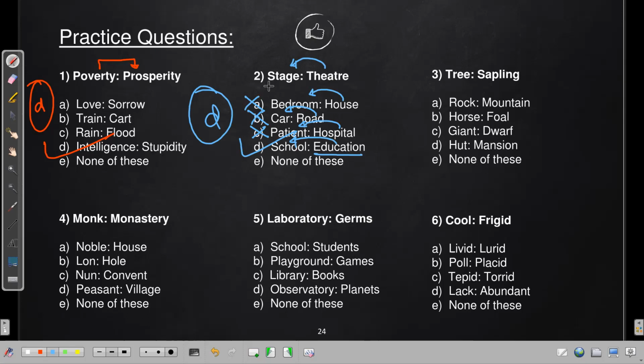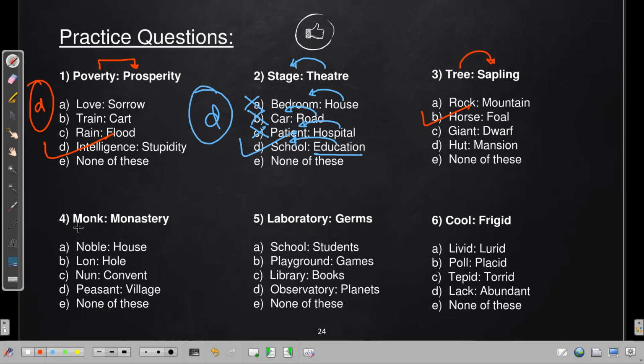Please remember, construct a sentence in such a way that it helps you eliminate most options, not agree to most options. Okay, then this was very simple. Tree and sapling, I think this is just the offspring of it. So tree and sapling will become horse and foal.